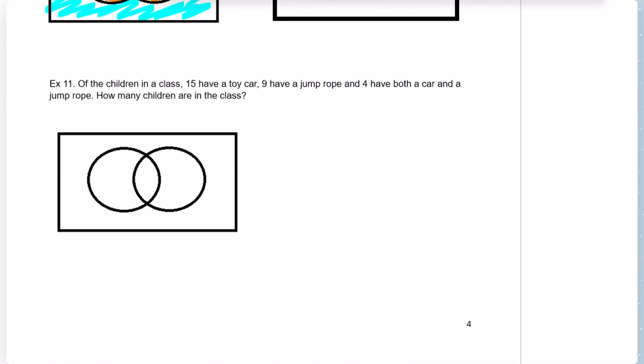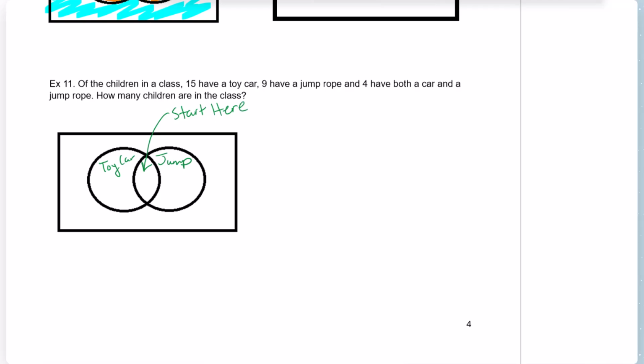On our next example, we're going to look at a classroom of children. Some have a toy car, some have a jump rope, and some have both. So we're dealing with two categories. We have some with toy cars, and we have some with jump ropes. Always start with the intersection.